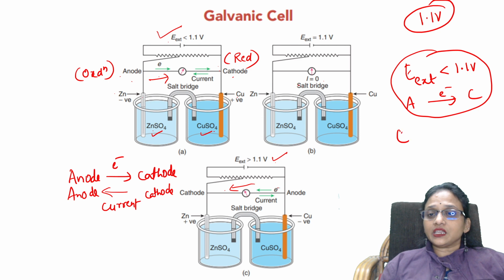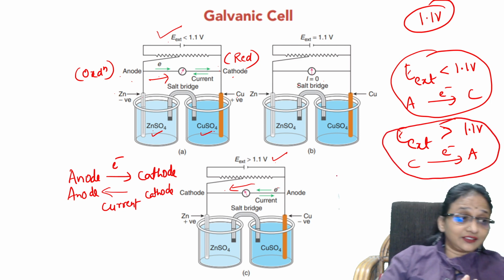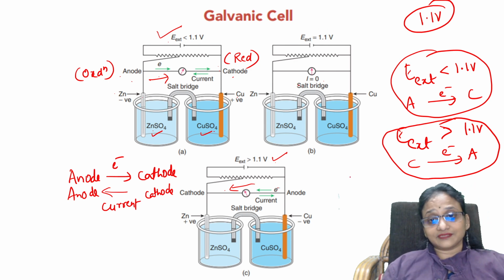Second concept, if the E external value is greater than 1.1 volt, then what will happen? The electrons will flow from cathode to anode. Correct? This is what you should remember. Suppose the reaction is complete, the circuit is complete, so the reaction comes to a stop. Easy? That is your galvanic cell.